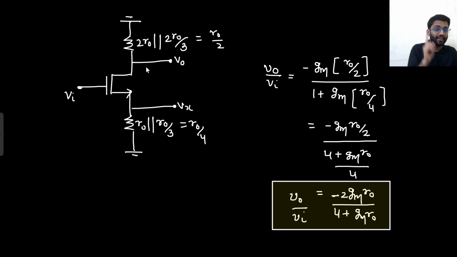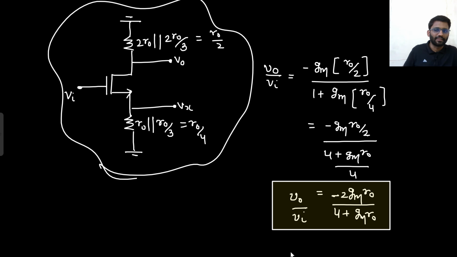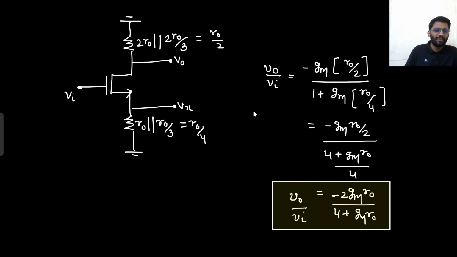Now for this configuration, I remember the final answer. That is minus Gm Rd upon 1 plus Gm Rs. Minus Gm into Rd. This is our Rd. So Rd is R naught by 2 upon 1 plus Gm Rs. This is our Rs. That will be R naught by 4. And if you don't remember, from here also you can calculate the final answer. But this is the common formula which everyone remembers. So even if you don't remember, from here you can calculate. And if you remember, you can directly apply the formula: minus Gm R naught by 2 upon 1 plus Gm R naught by 4. 4 1 4 is there. 2 will go upward, minus 2 Gm R naught upon 4 plus Gm R naught. So this is how I calculated the final answer.